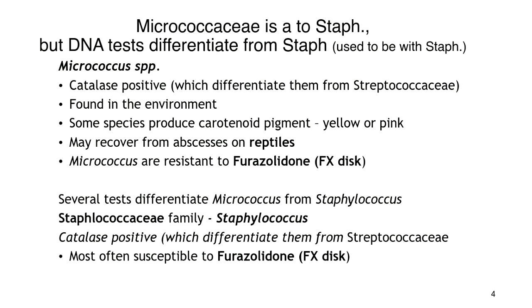So catalase positive is the Micrococcus are, and that differentiates them from strep. So it can be found in the environment, and some of the species of Micrococcus produce a very carotenoid pigment, yellowish pink, like carrots, okay, when it's grown out.